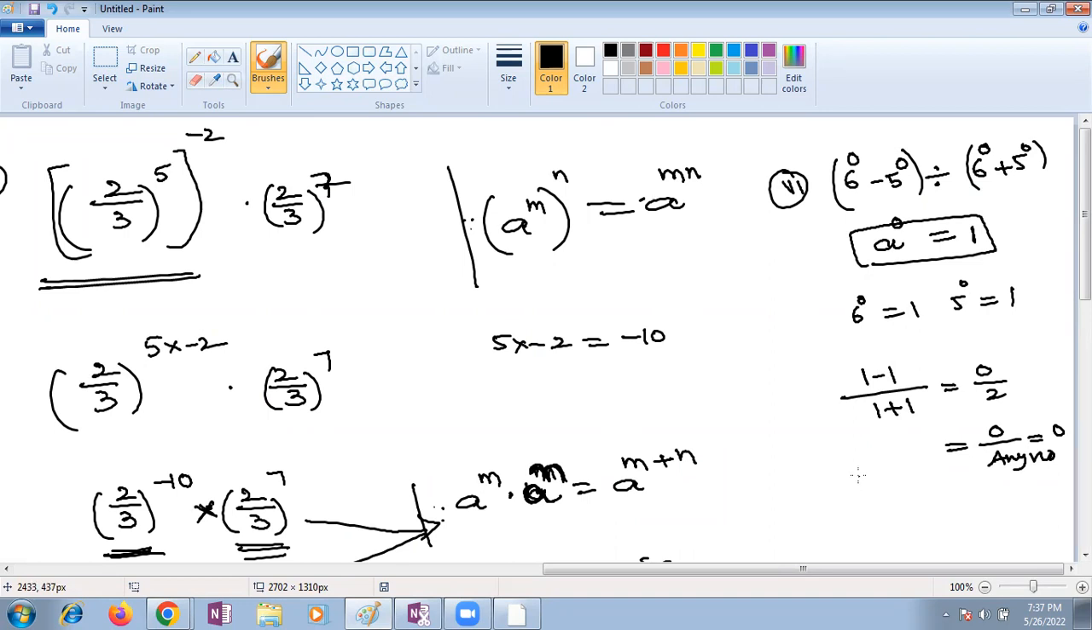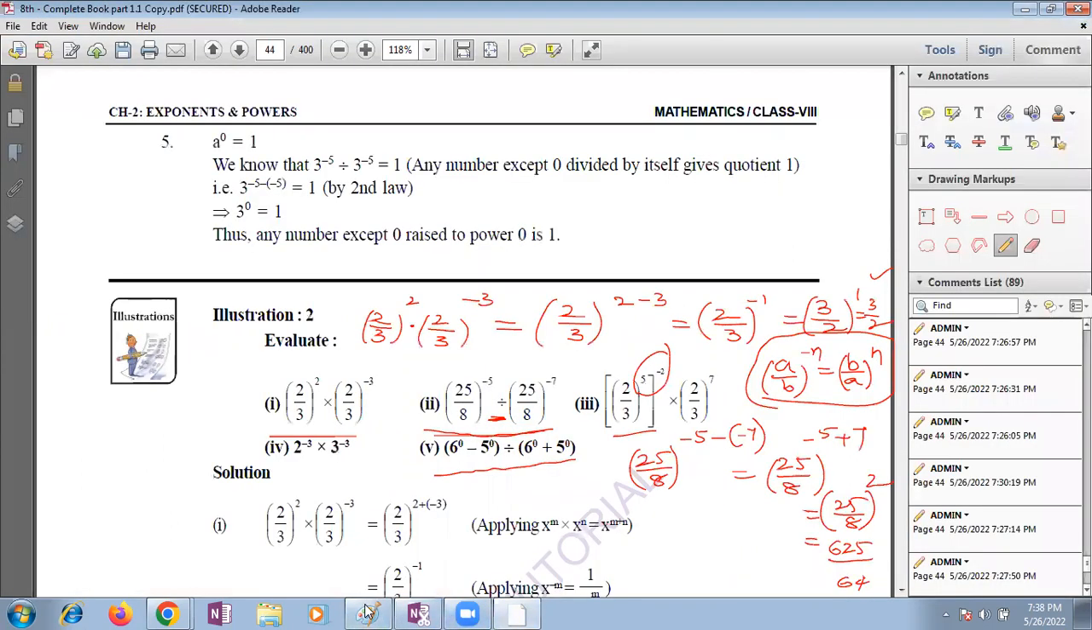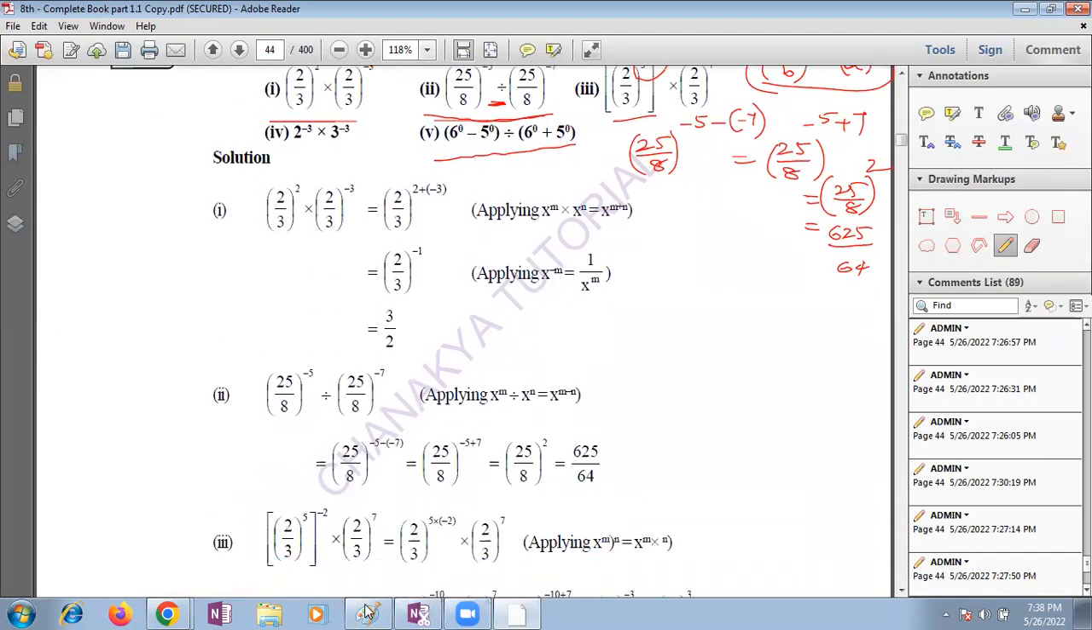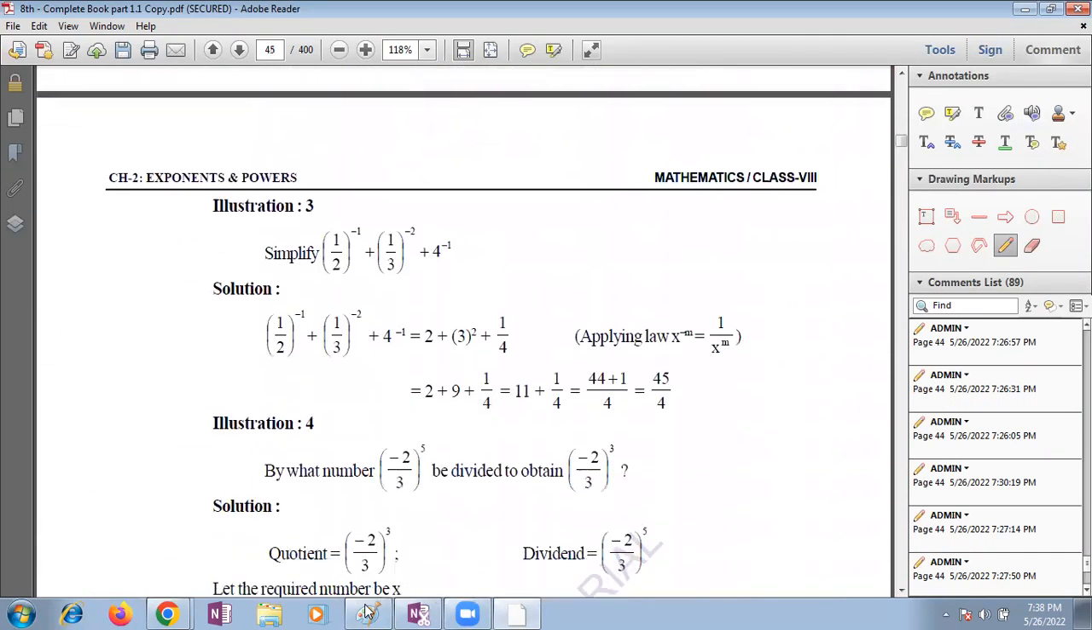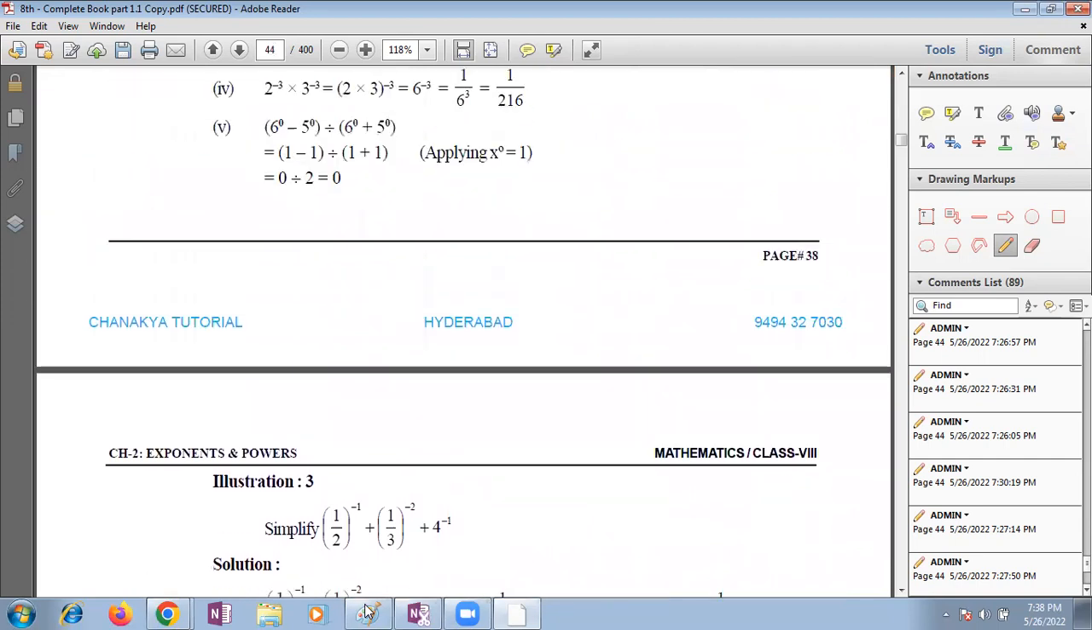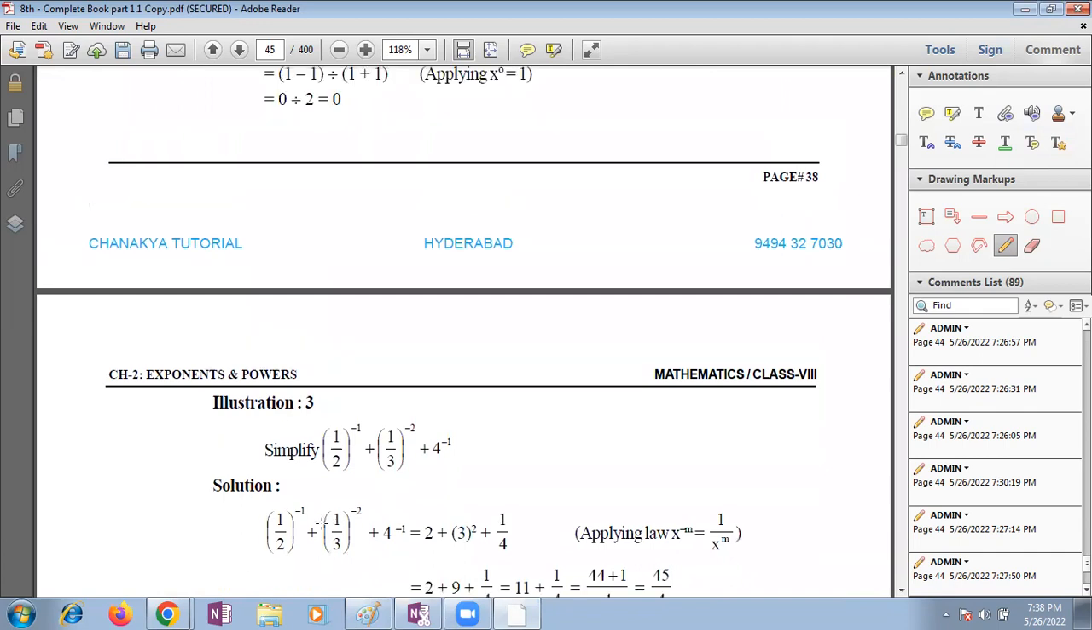Any doubts, children, till here? Shall we go ahead or else shall I go a little slow? Please revise all these applications, children. These are very important. Yes, ma'am, you send this PDF. I will share it with you.